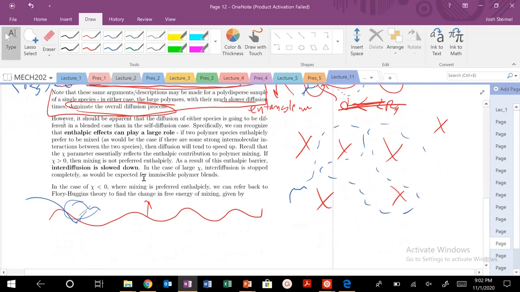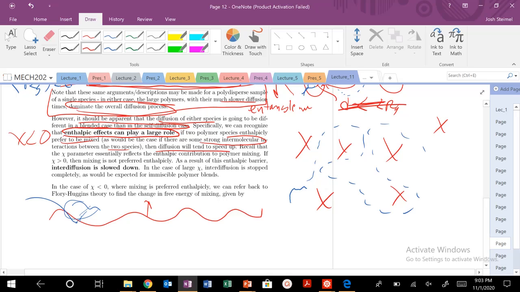Now, the diffusion of species is going to be very different in the blended case than in your self-diffusion case. So when you have polymers A and B, it's going to be a different scenario, and you could think that the enthalpic effects are going to play a larger role. So do the species, if they like each other, if they prefer to be mixed, so if there's some strong intermolecular interaction, i.e. if your chi is very low, or even less than 0, then we're in really good shape. The diffusion will tend to speed up because they want to mix. So that interdiffusion is what we're going to be talking about in this scenario.